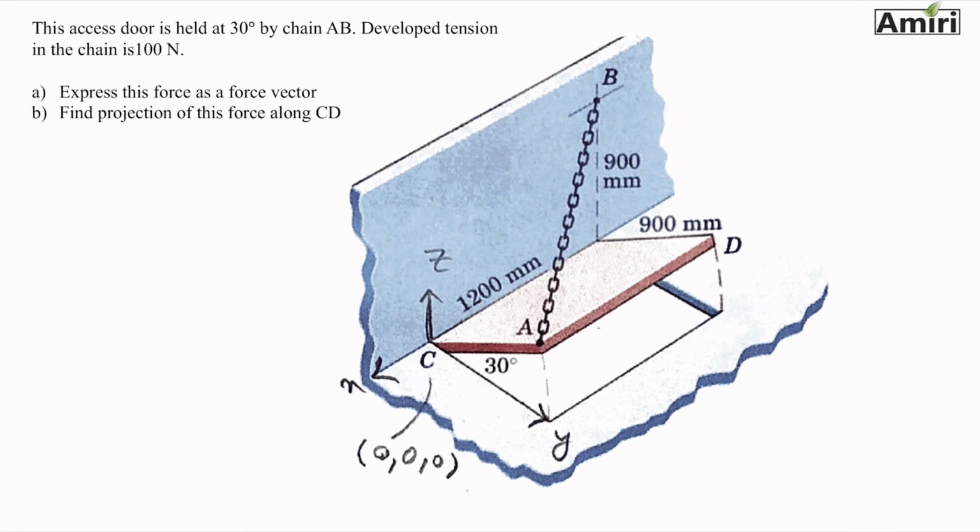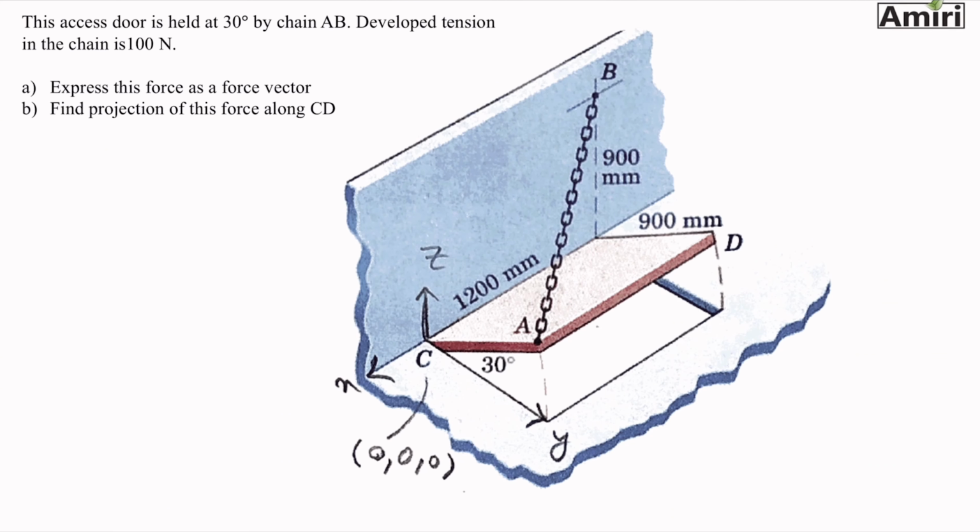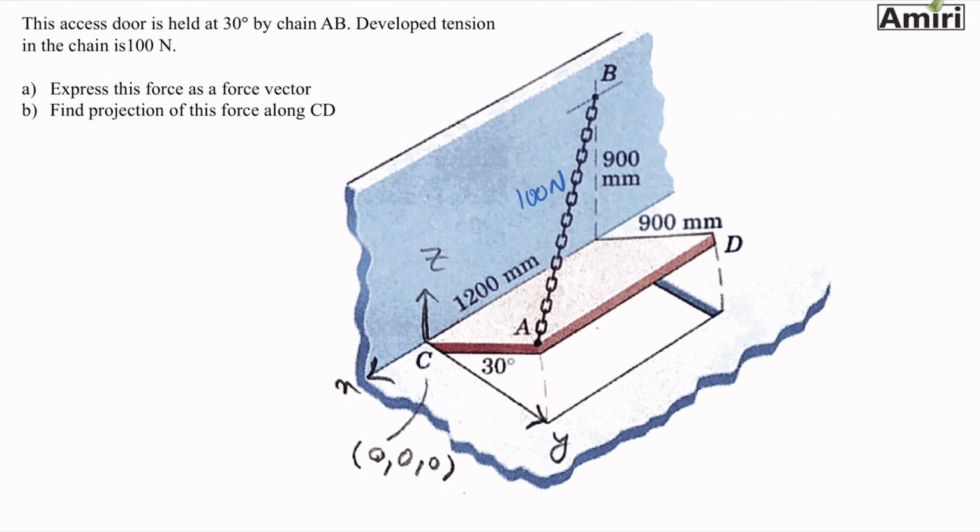All right, let's look at another problem. This is an access door held by a chain that has a force of 100 newtons developed in it, held in place at the angle 30 degrees. Axis XYZ is given.